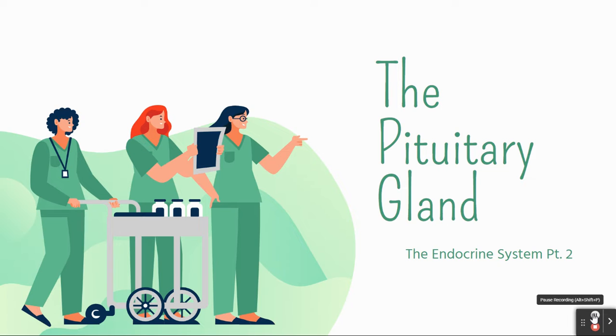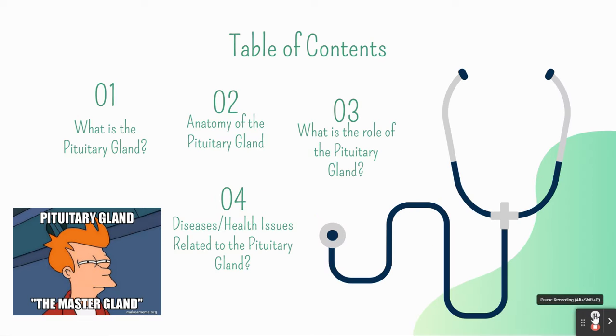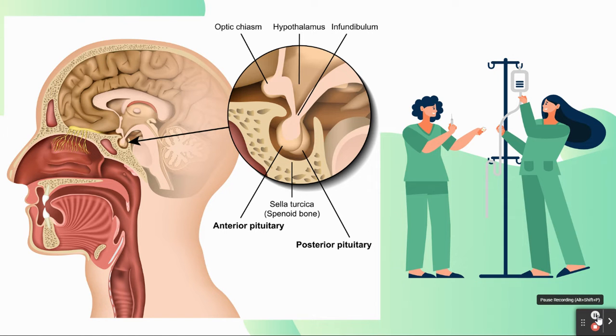Today we're going to talk about the pituitary gland, which is the second gland that we're going to talk about from the endocrine system series. In this video, we're going to talk about the pituitary gland, what it actually is, the anatomy, the role, and other diseases and health issues related to the pituitary gland. But first, the hypothalamus. We talked about the role of the hypothalamus in the endocrine system and the brain, how to keep it healthy, and the anatomy in a previous video, so make sure to check out the video.